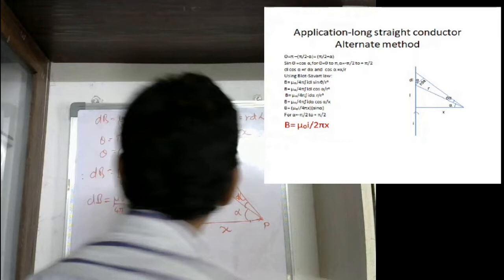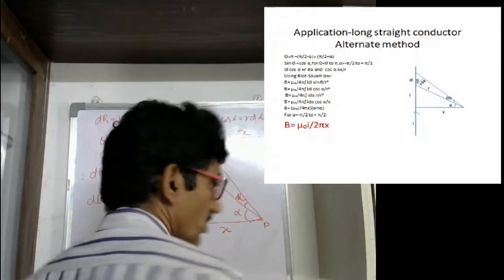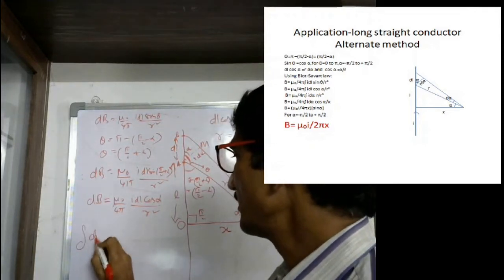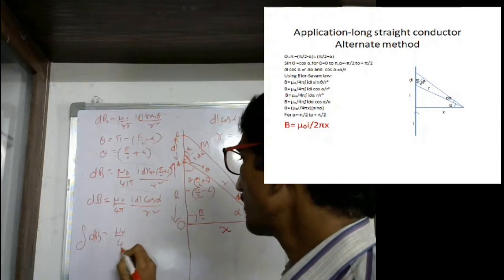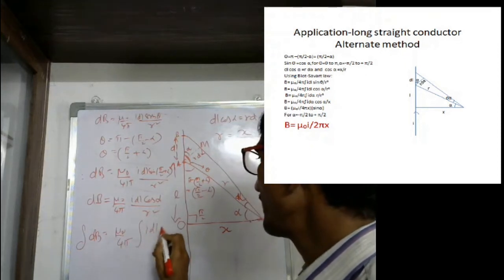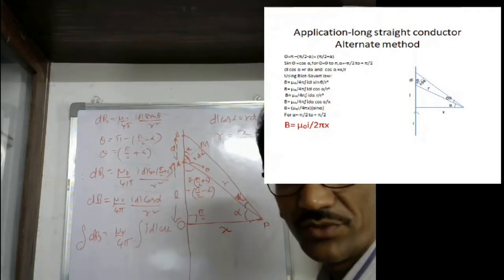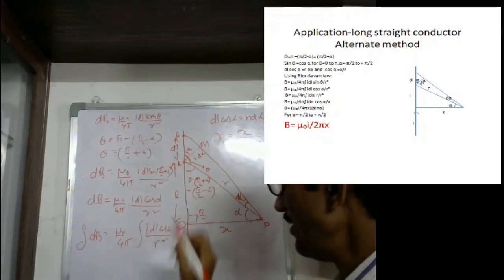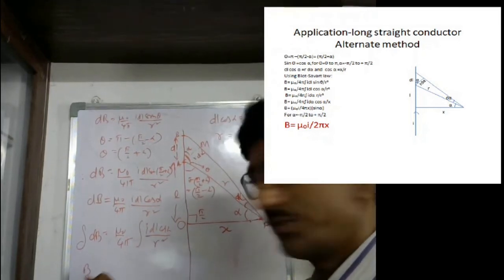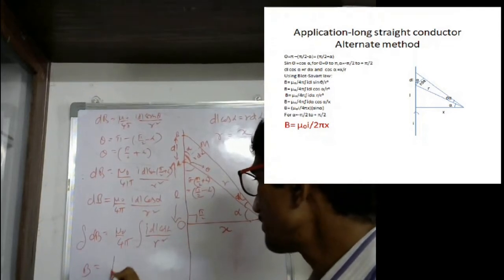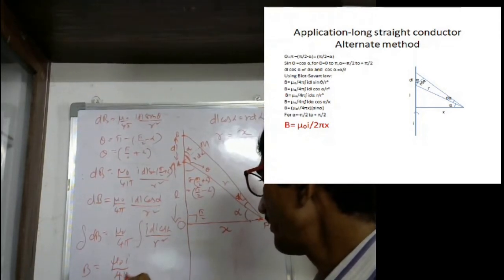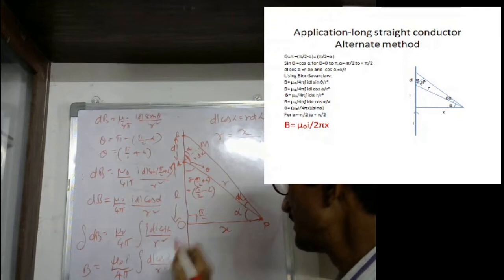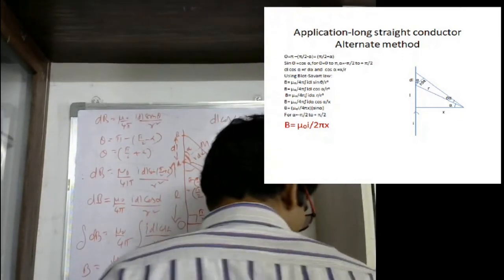This is dB. Then what about B? Integral dB is equal to mu naught by 4 pi, integral I dl cos alpha by r square, because we want to know the total magnetic field induced by the conductor. I is constant, so B is equal to mu naught I by 4 pi, and inside the brackets you have only dl cos alpha by r square.